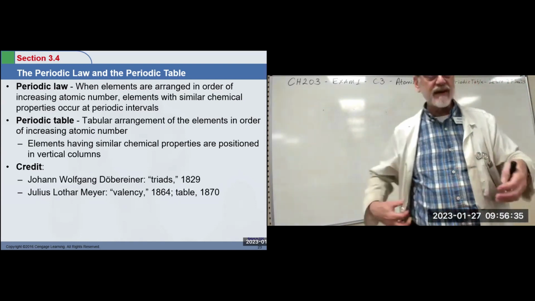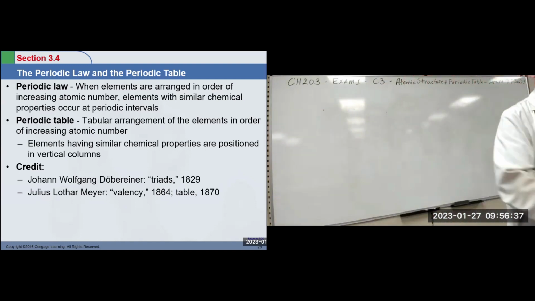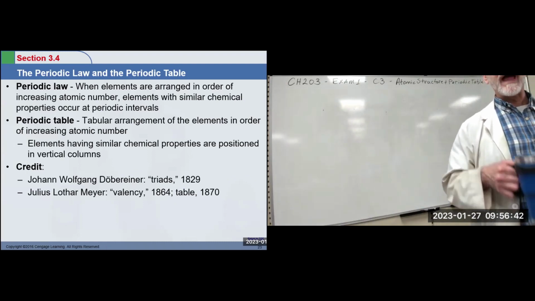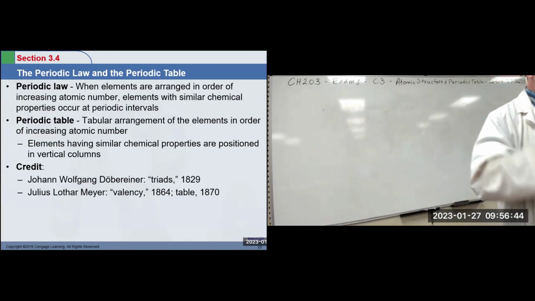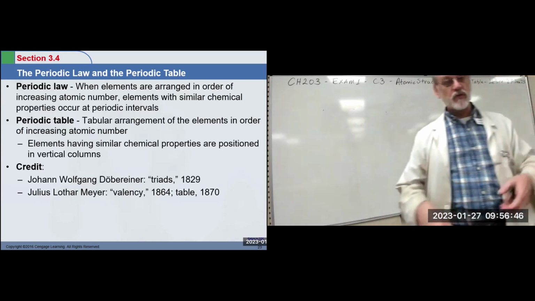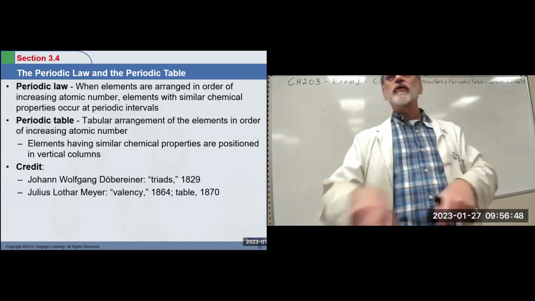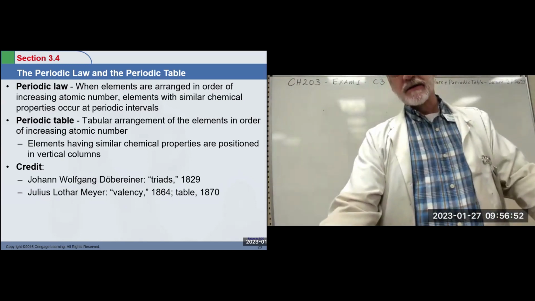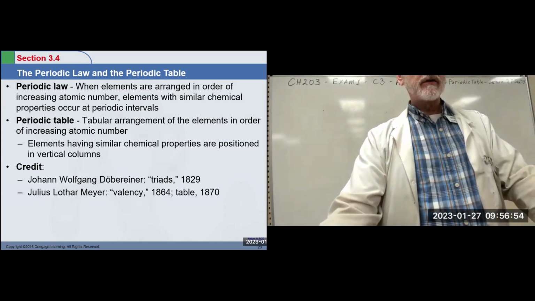Now, at that time, they didn't know what valency really meant. We know now it means how many electrons are available for reaction. And we'll come back to that. We'll circle back to that one, as the White House press secretaries are known to say.